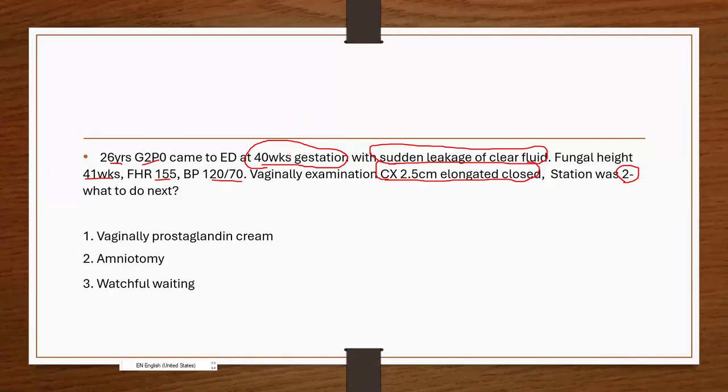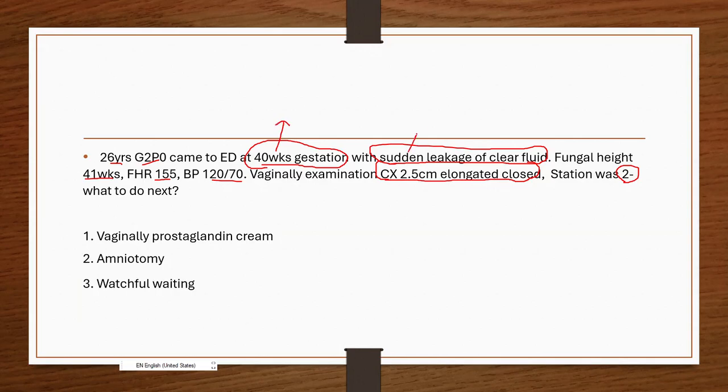Whenever you have a question relevant to labor, a pregnant woman coming in labor or labor management, always focus on the period of amenorrhea, the POA, of the mother. Why? Because that will decide whether you have to deliver the baby urgently or whether you can have some time to wait, especially in preeclampsia sort of a thing. In emergencies, the POA is very, very important. So here it is 40 weeks gestation. So you have to focus on this. This is not 37 or 38.